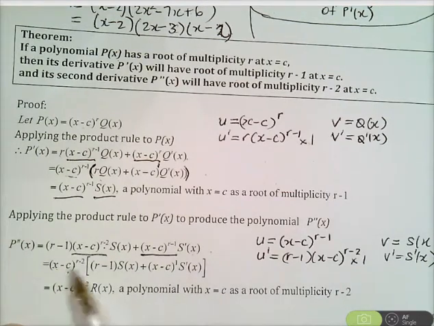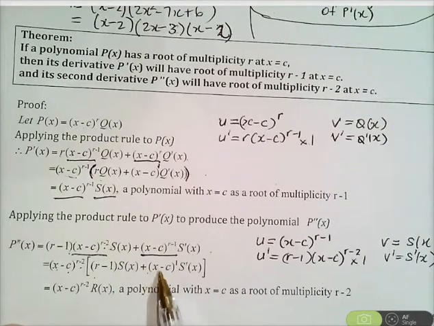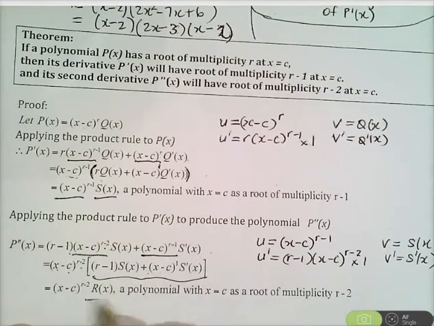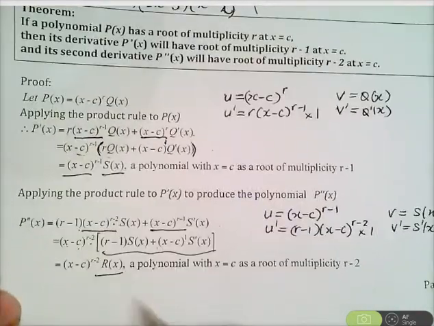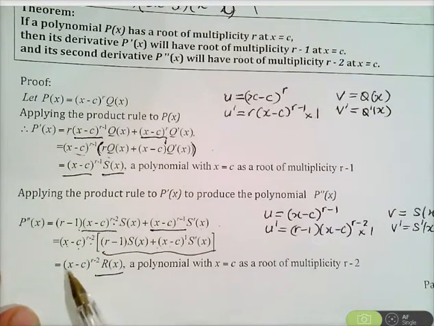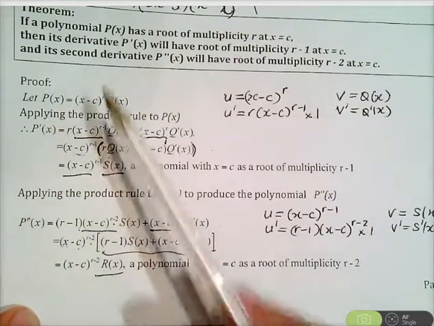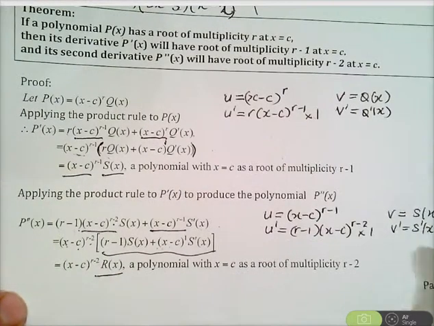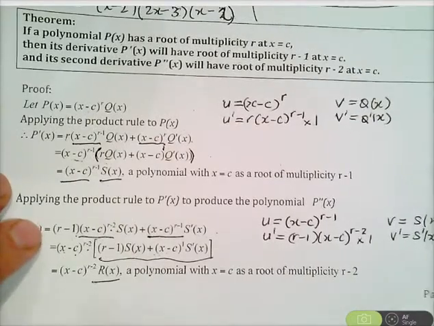So we pull out (x minus c) to the r minus 2, and what's left over, if that's pulled out as a common factor, you've got (r minus 1) times s of x plus 1 lot of (x minus c) to the power of 1 times s dash x. Now if we just let this new bit be a new polynomial called r of x, then this is a polynomial with x equals c as the root of multiplicity r minus 2. So for the second derivative, the root of multiplicity is 2 less than the original one. For the first derivative, the root of multiplicity is 1 less than the original polynomial function. Okay, so that's the proof of that.